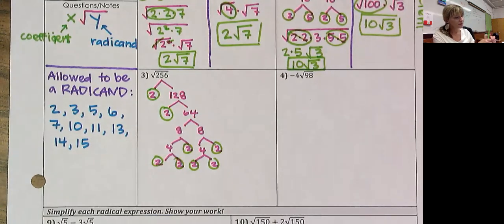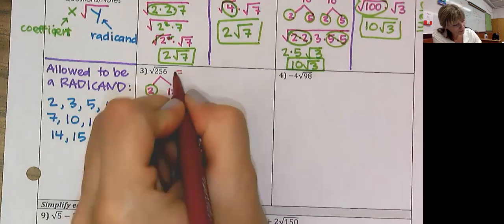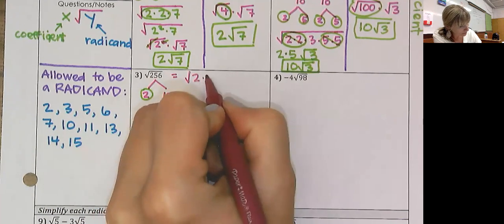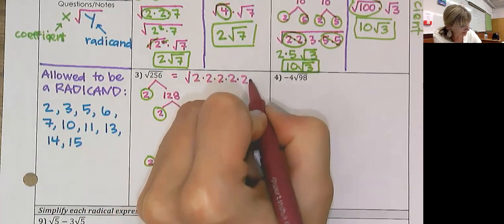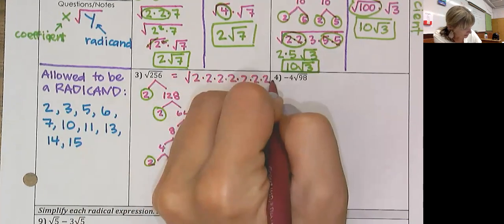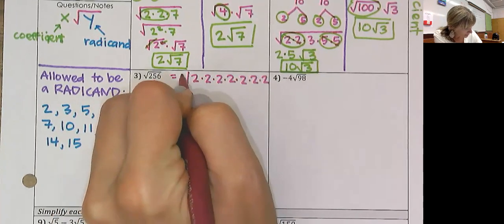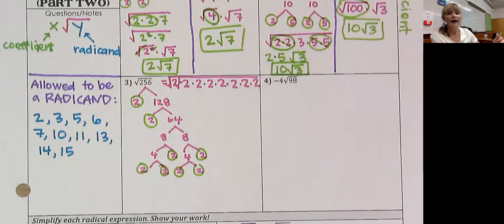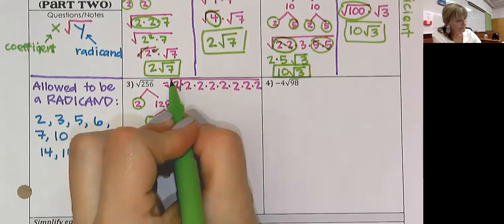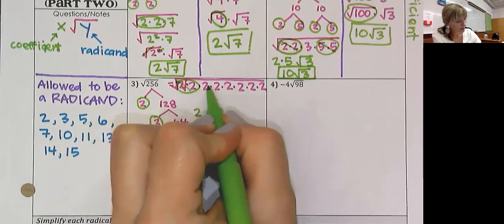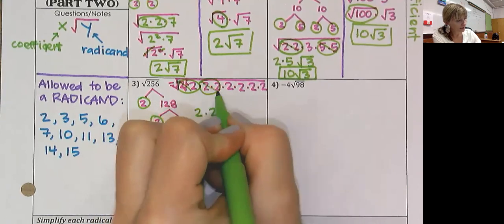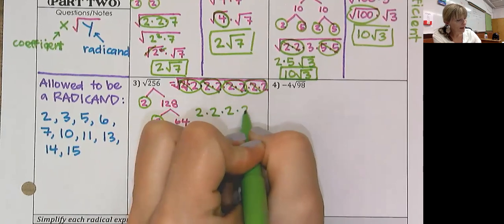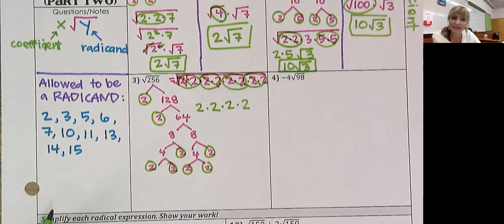But what this means is square root of 256 is square root of 2 times 2 times 2 times 2 times 2 times 2 times 2 times 2, eight of them. I'm going to put one in the front because I don't want it to go over to the other question. And look at this. For every pair, I'm taking out a factor. Everything came out of the radical. There is no more radicand.